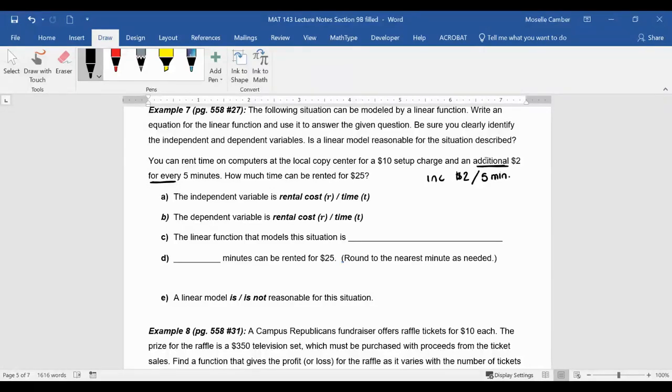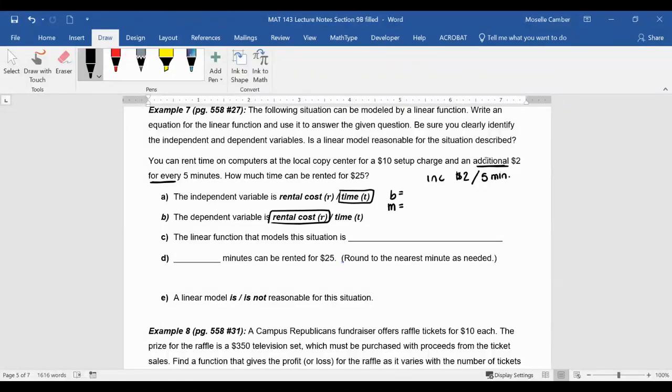So our dependent is on top. So our dependent would be my dollars, which is my rental cost, and my independent is time. So to get the linear model, we need our B and we need our M. So my B is what we start with.